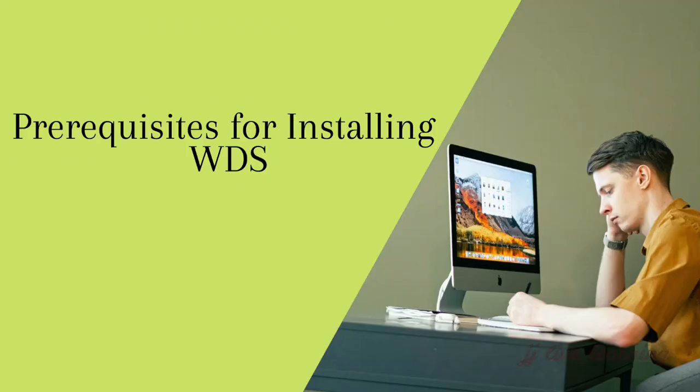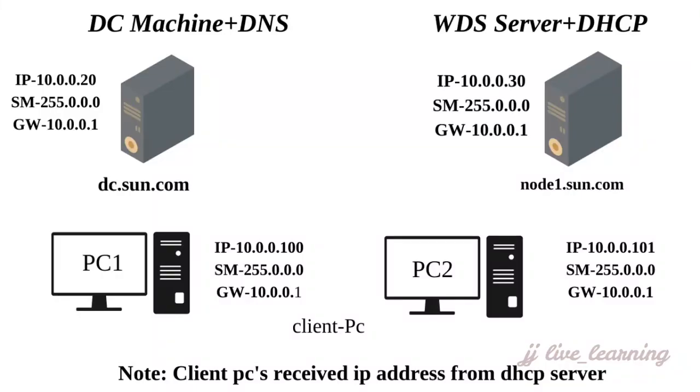What prerequisites are needed to configure your WDS? We need a domain controller with primary DNS, and we need to install and configure the DHCP service. This DHCP service is the dependency service for your WDS. The client will receive an IP address on your network with the help of DHCP to install the OS.